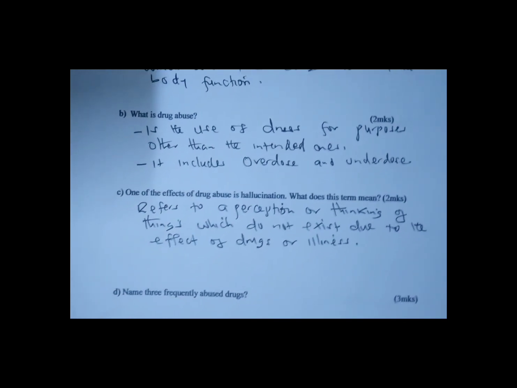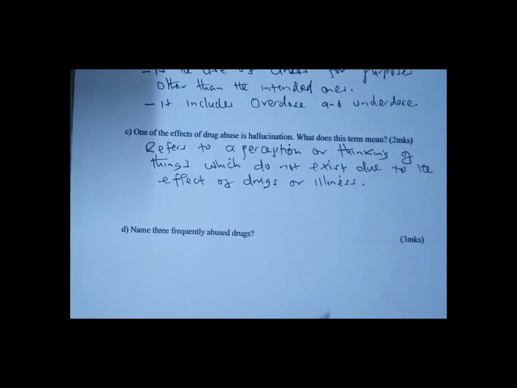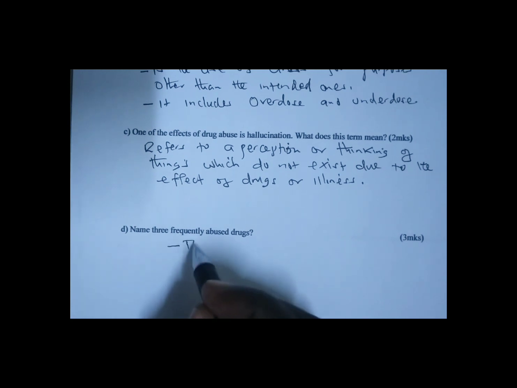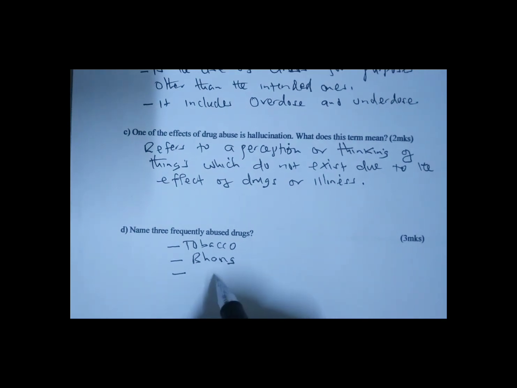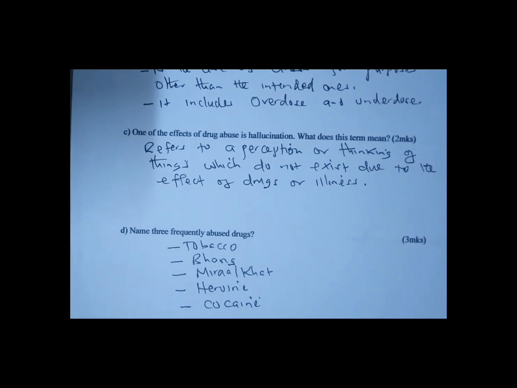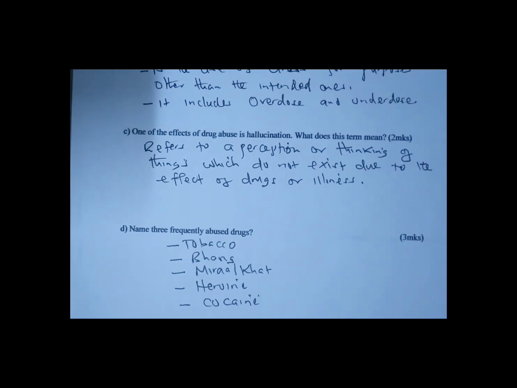We move down to question number 1D. Name 3 frequently abused drugs, or those drugs that people use for wrong reasons. 1, we have tobacco. 2, we have miraa, also known as cat. We have other drugs like heroin, we have cocaine and many others which people use for wrong reasons. In this case, when we use drugs for wrong reasons, that constitutes what we call drug abuse.